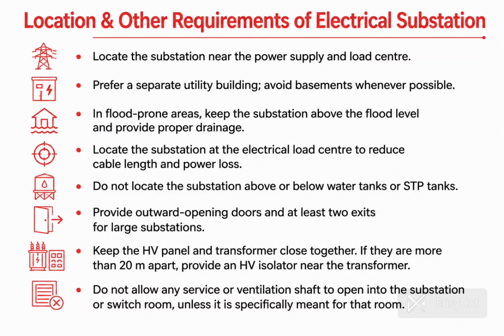Then the sixth point is keep the HV panel and transformer close together. Always the transformer and HV panel should be close to each other, but if they are not nearby, if they are kept on different floors, or if they are away from each other by more than 20 meters, in that case an HV isolator should be given near the transformer.